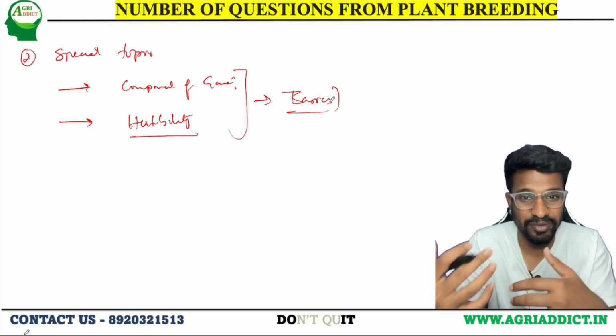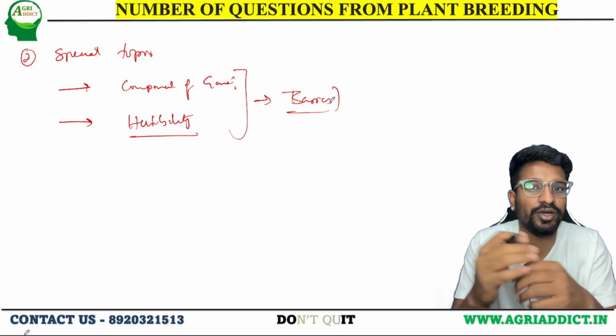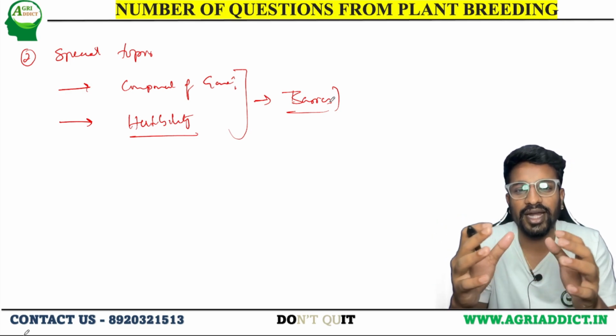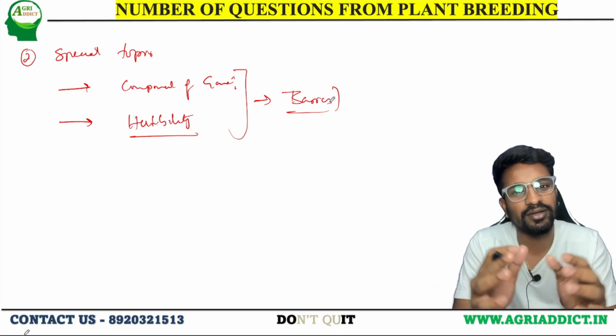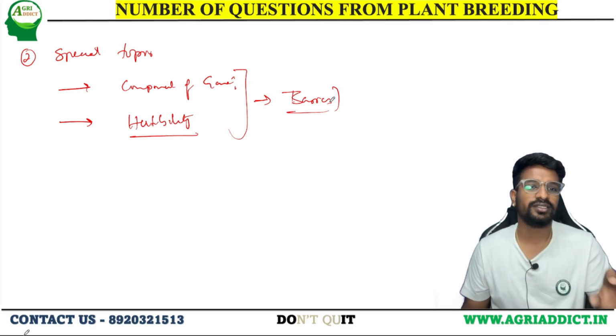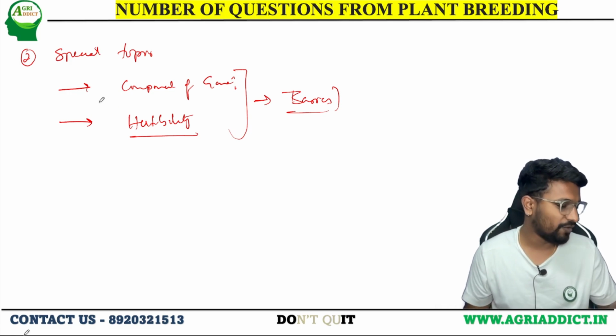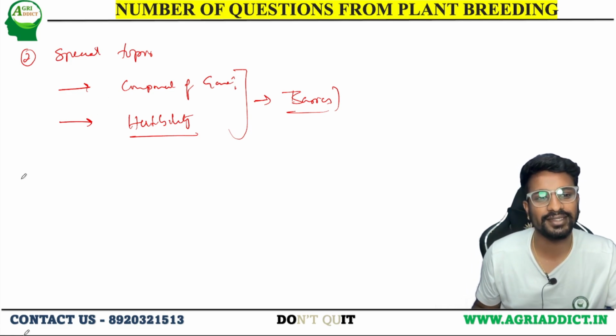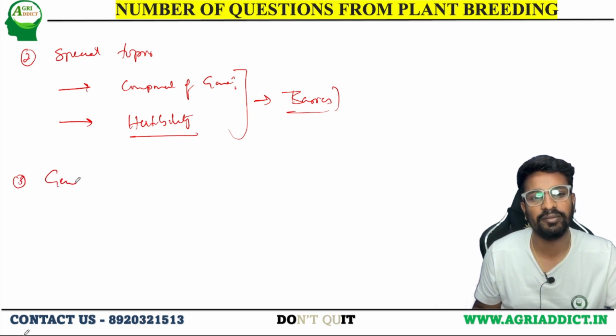So go for multiple readings and do not put a question mark on every single sentence that you read. Try to keep it simple and minimum, so that whatever is necessary for your exams will be covered here. So this is regarding the special topics. Next, after the special topics, the next section would be general breeding methods.